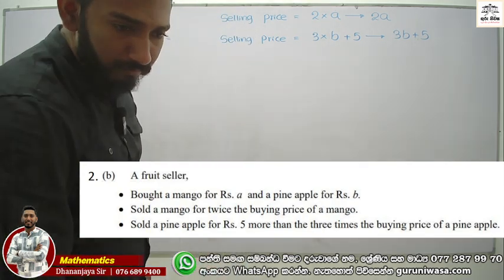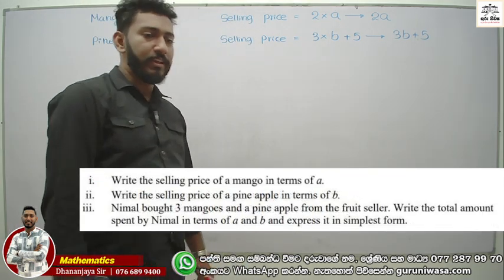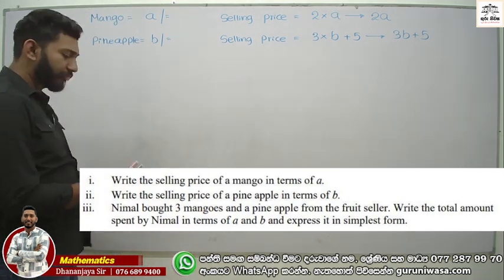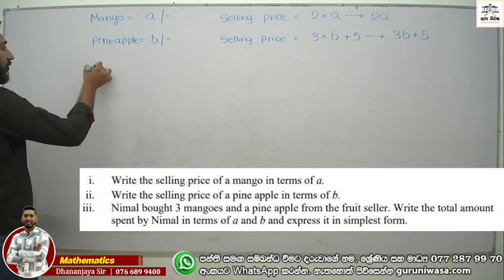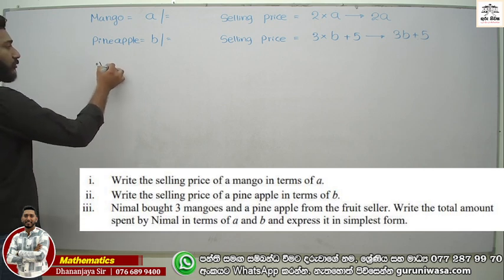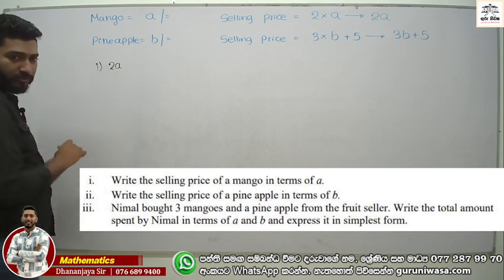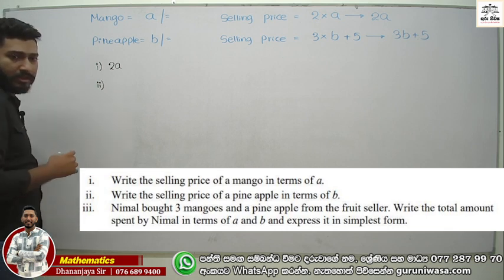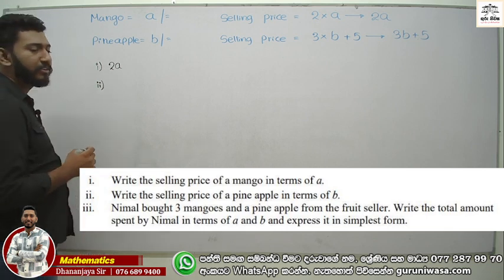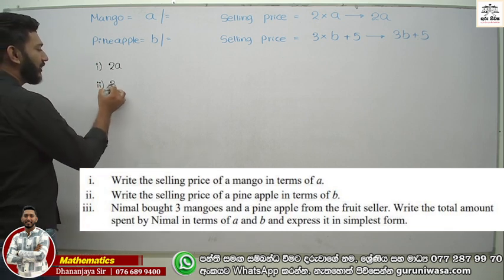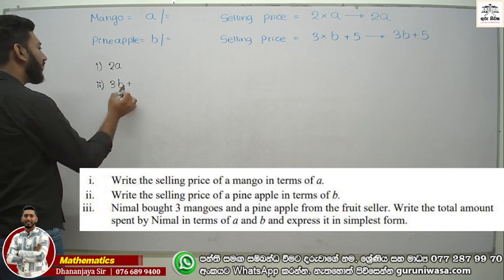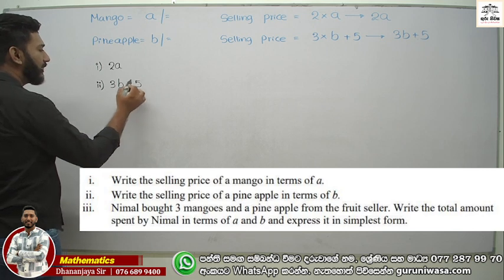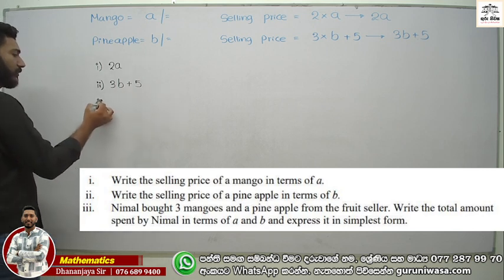Now, let's see the questions. Write the selling price of the mango in terms of A. What is the answer for Roman number 1? It's 2A rupees. Number 2. Write the selling price of the pineapple in terms of B. And we know 5 rupees more than 3 times B. Therefore, 3B plus 5.